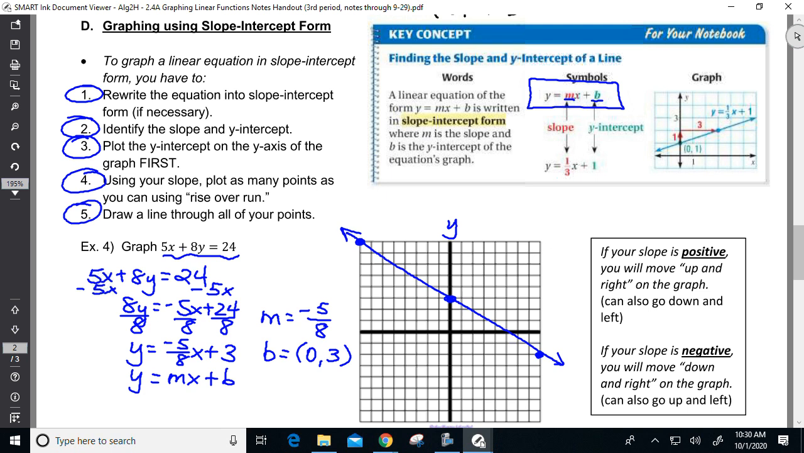Let's see. Here's something in the chat. Go ahead, whoever just came on mute. You get the other 2 points by using slope. So the slope is what you use to plot the other points. Since your slope is negative 5 over 8, you can go down 5 and over 8, or you go up 5 and to the left 8. But you can get the other points using your slope.